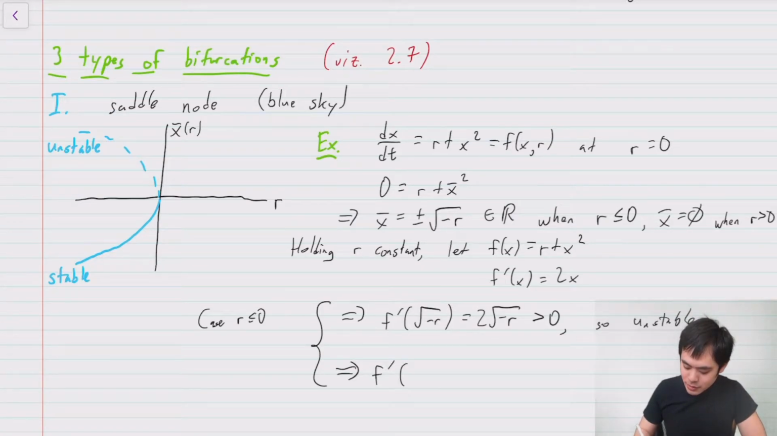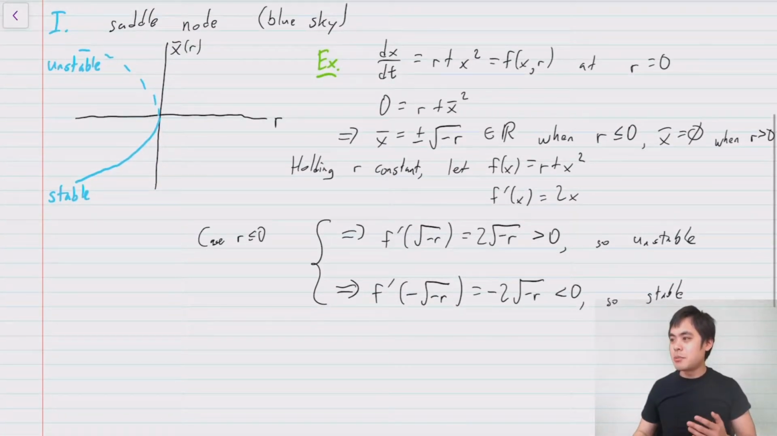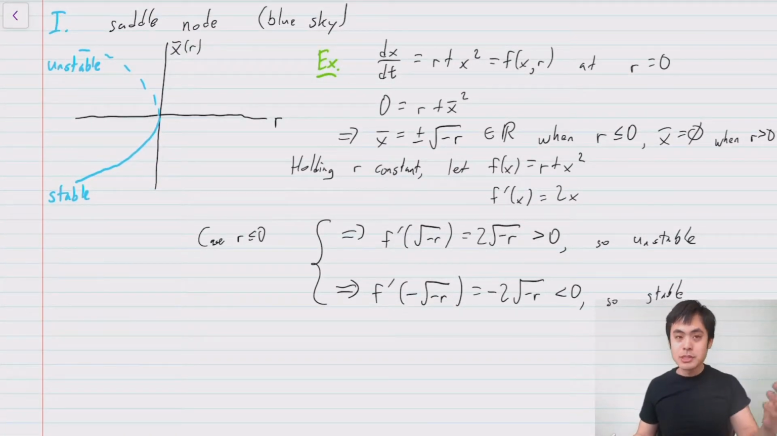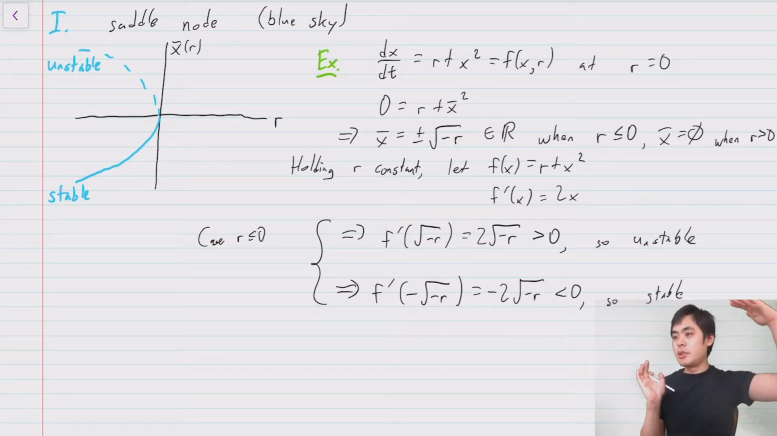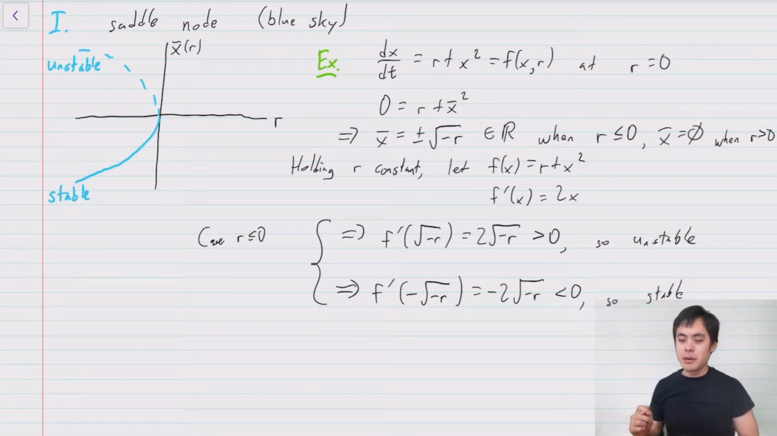Alternately, f prime of minus the square root of minus r is equal to minus 2 times the square root of minus r, which is less than 0. So this is stable. And so these correspond precisely to the two different equilibria that we see over in our graph there. They start out, the top one is unstable, the bottom one is stable, they come together, they go poof, and then all of a sudden, no more equilibria.